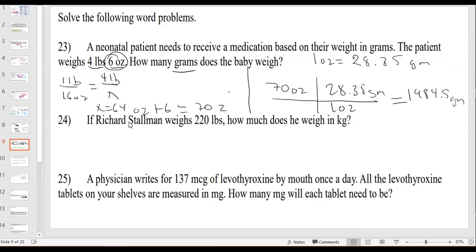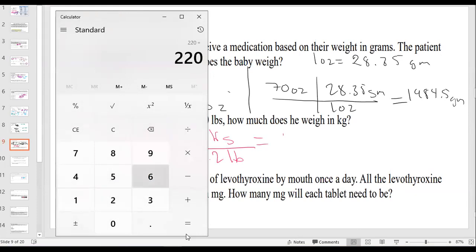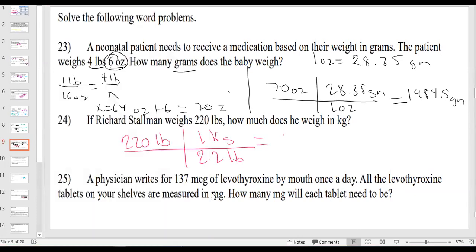So the next one: Richard weighs 220 pounds. How much does he weigh in kilograms? That's an easy one, right? So we have 220 pounds. 1 kilogram equals what? And are we dividing by 2.2 or multiplying? Dividing. 2.2 pounds is 1 kilogram. So that should be 100, right? 220 divided by 2.2. There we go. 100 kilograms.